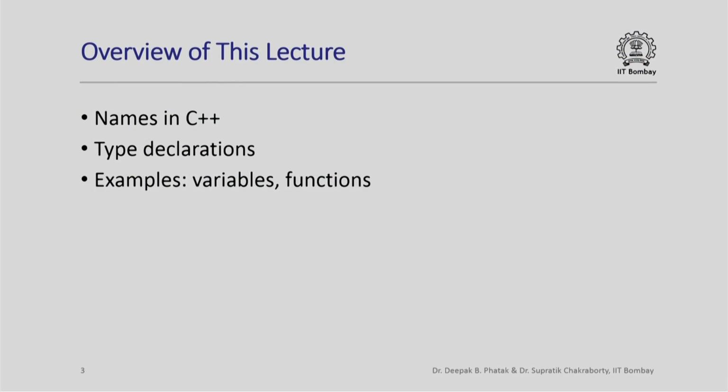We are going to look at how names are given to different objects in C++. We are going to have a very high level overview of type declarations and how these are indicated in a C++ program, and we will illustrate these through names and declarations of variables and functions in a C++ program.